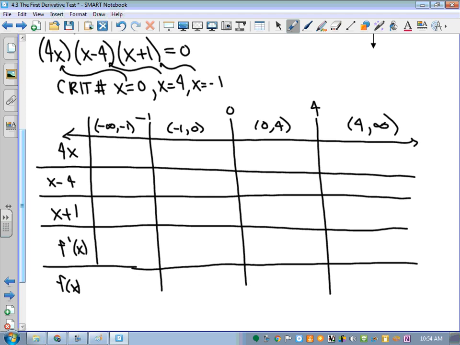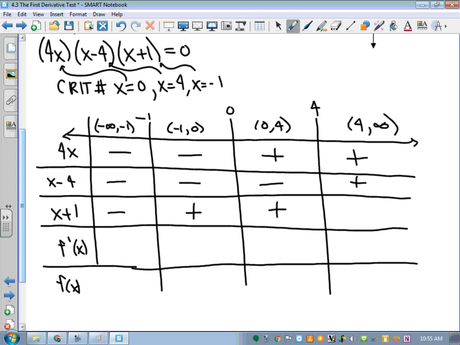A negative times 4 is a negative, so this will be negative in both of those locations. And then when x is positive, 4x will be positive as well. For x minus 4, again, pick a number if you're struggling. x equals negative 5 would give me a negative. Negative 0.5 minus 4 is still negative. Anything between 0 and 4 minus 4 is still negative. But finally, from 4 to infinity, x minus 4 would be positive. x plus 1 is going to be negative here, positive here, and then positive for the rest.